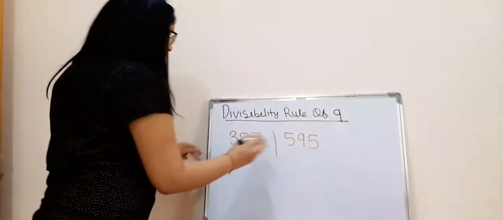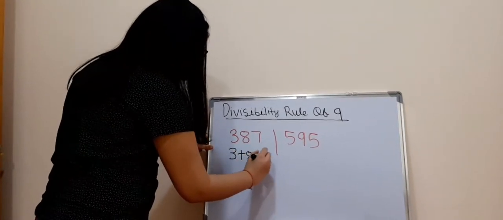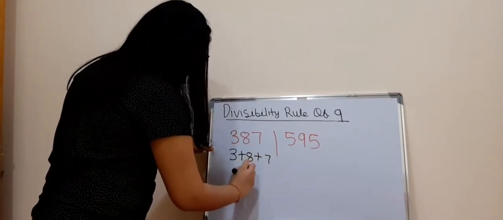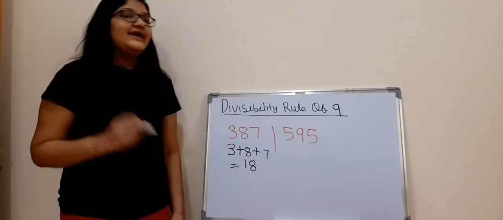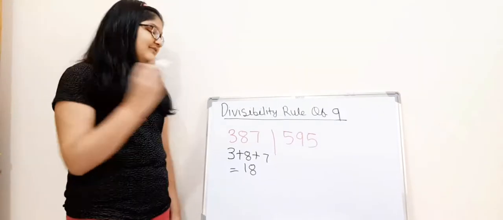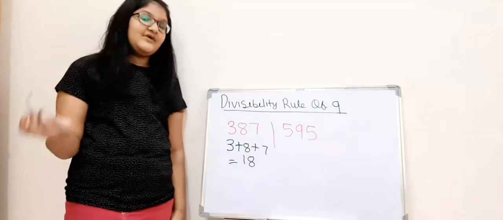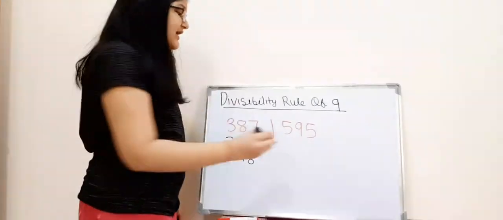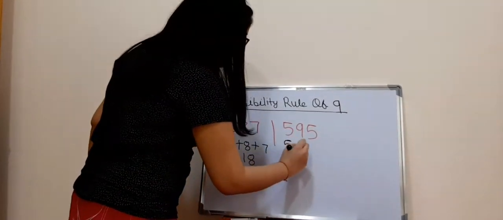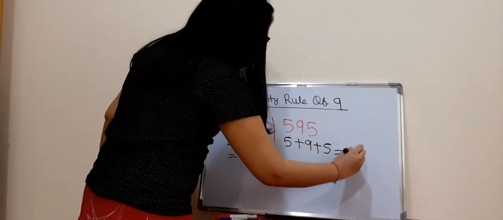Okay. Now let's add these digits. 3 plus 8 plus 7 equals 18. Now 18 comes in 9's table. 9 twos is 18. So the full number 387 is also divisible by 9 because their sum is divisible by 9. Next one, 5 plus 9 plus 5 equals 19.